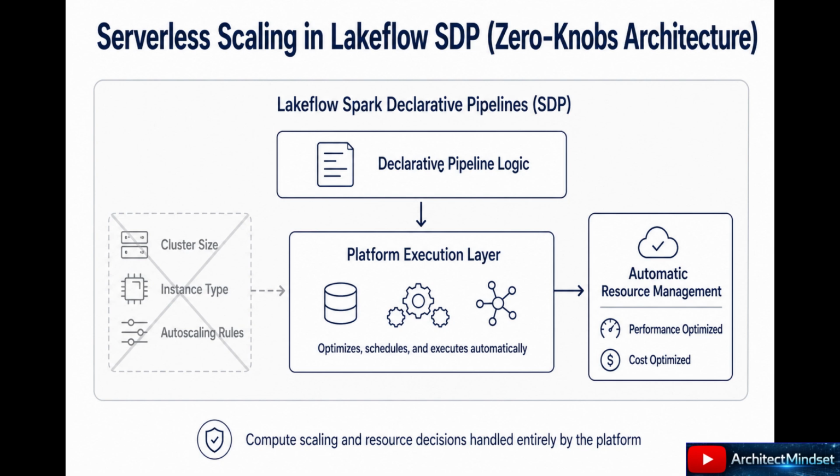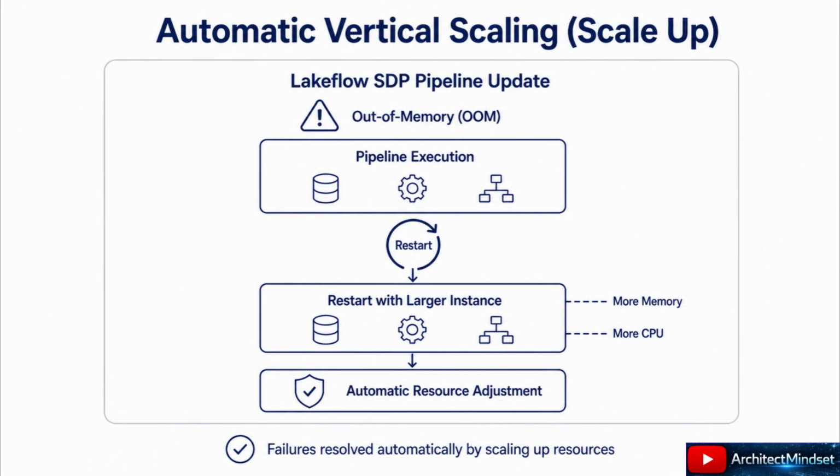In SDP, serverless scaling is engineered to operate as a zero-knobs architecture, meaning users do not need to manually configure cluster sizes or instance types. The system automatically handles all resource management to optimize for both performance and cost. The automatic vertical scaling mechanism ensures the pipeline has sufficient memory to process updates without failing, while avoiding over-provisioning.